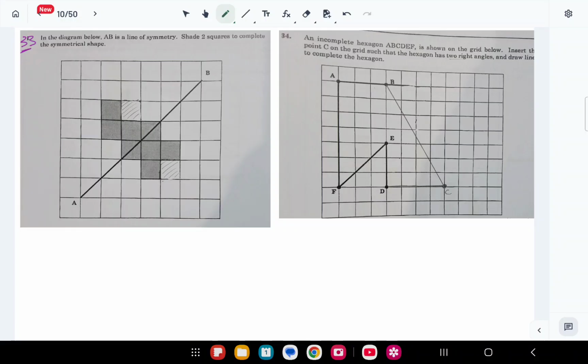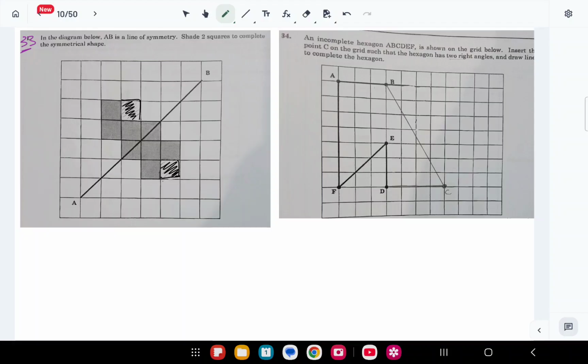Number 33. Number 33 states, in the diagram below, AB is a line of symmetry. Shade 2 squares to complete the symmetrical shape. Alright, so you need to shade in this shape here, the square here, and this one here. Alright, and it will give you a symmetrical shape.